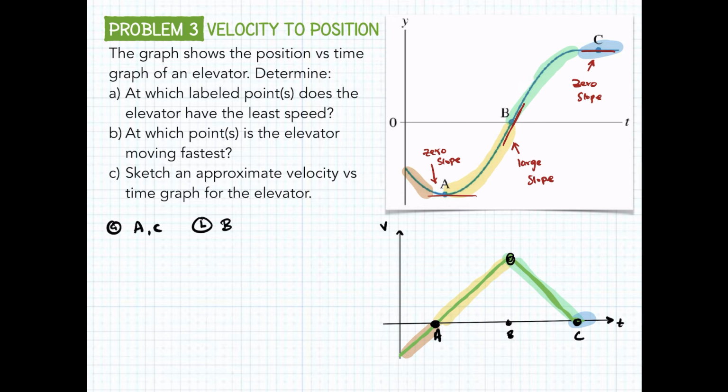Yes? Is the slope kind of positive after B? Slightly positive. Yeah, it's still positive.